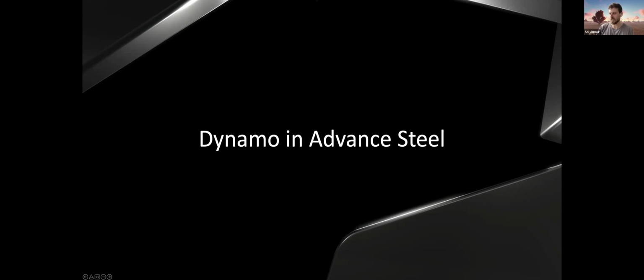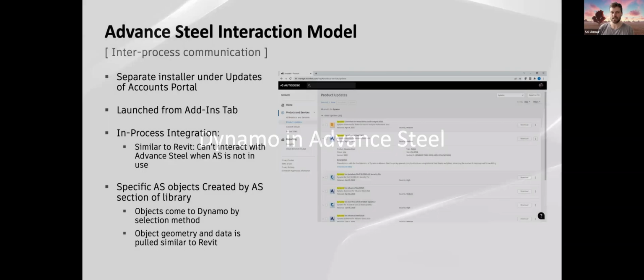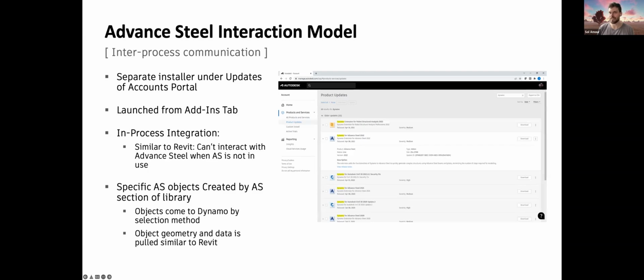Awesome, appreciate it. All right, so without further ado, the first thing we're going to explore a little bit today is the connection between Dynamo and Advanced Steel. Dynamo and Advanced Steel is one of our other hosts. It's actually the third host that is an in-process host, which means like Revit and like Civil 3D, it is an in-process integration, which means that you cannot interact with Advanced Steel and Dynamo without having Advanced Steel open. It has to live within that memory space.